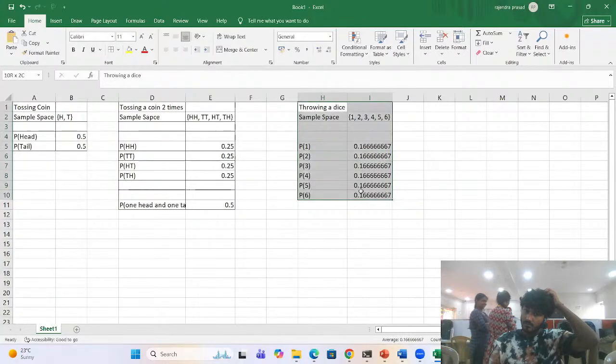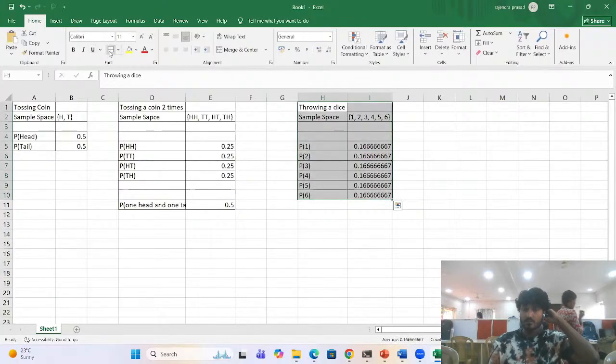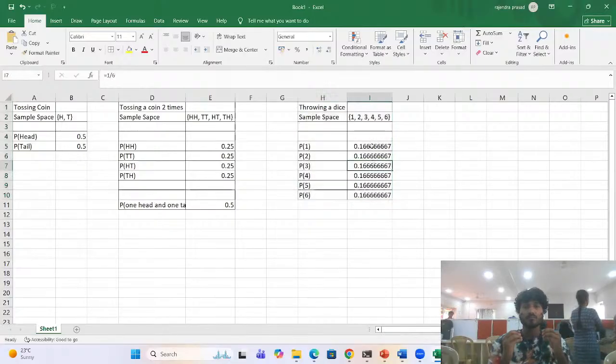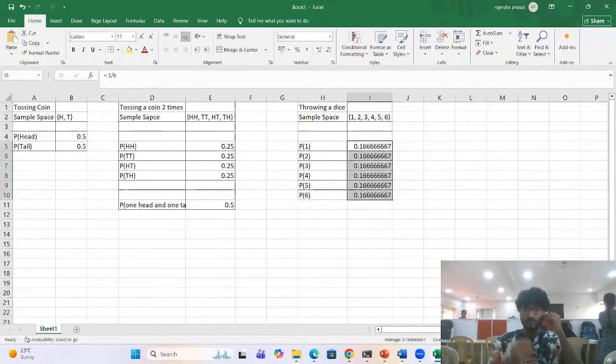Now you cross check: the probability of each and every possible outcome should lie between 0 to 1. Yes or no? And the sum of the probabilities should be equal to 1. You select all. What is the sum value? 1. Is it done? So this is how you are going to calculate the probabilities.